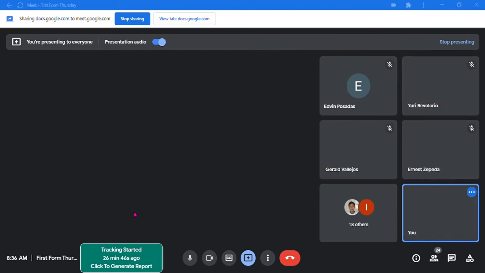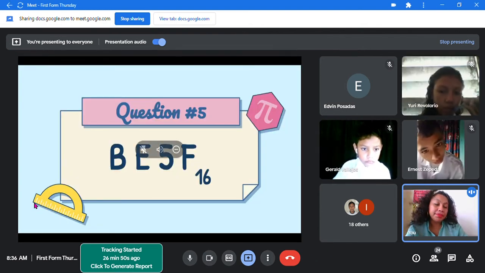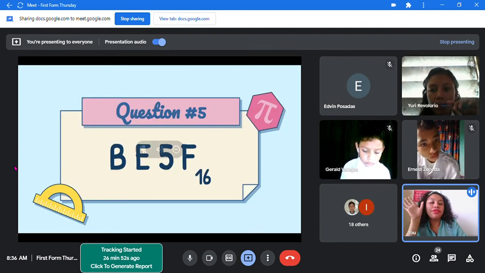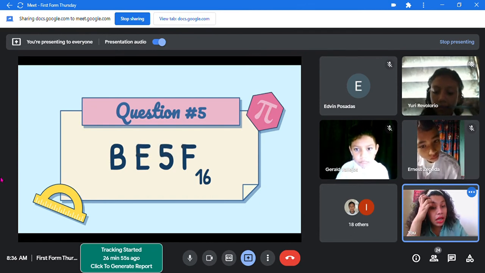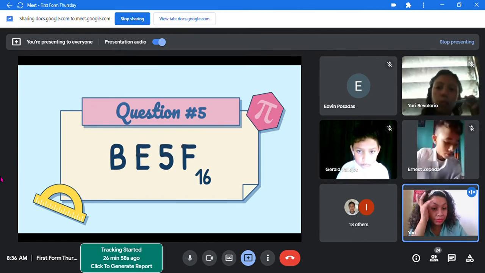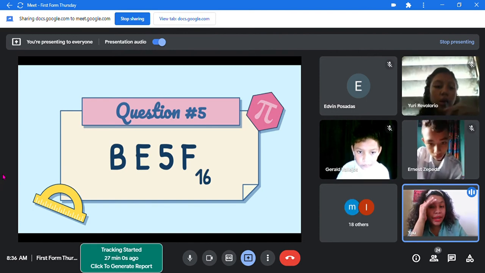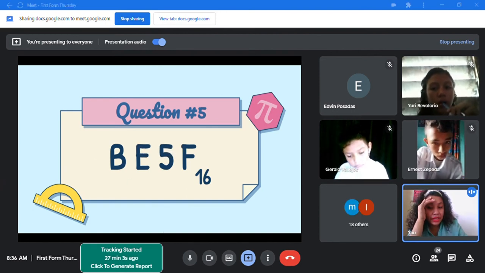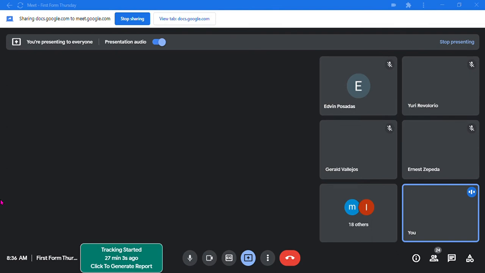Moving on to question number 5. And I'm just going to explain these briefly, guys. If you want to go back and copy the working, like I said, the PowerPoint is in Google Classroom, right? So number 5 is BE5F. And I want to change BE5F to base 10. This number has 3 letters, so there are 3 letters that I have changed to numbers. The B stands for an 11, the E stands for a 14.